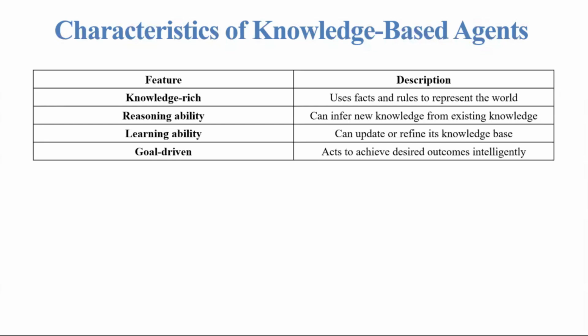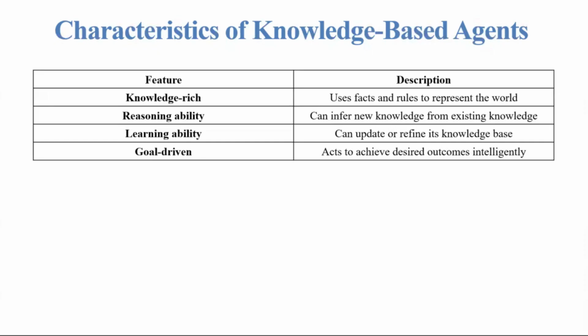It may say the patient has a fever, the patient has a cough, and according to rule 5, fever and cough together indicate a possible viral infection. So unlike a black box system, a knowledge-based agent can show the logical path it followed. This makes the system more transparent and trustworthy.